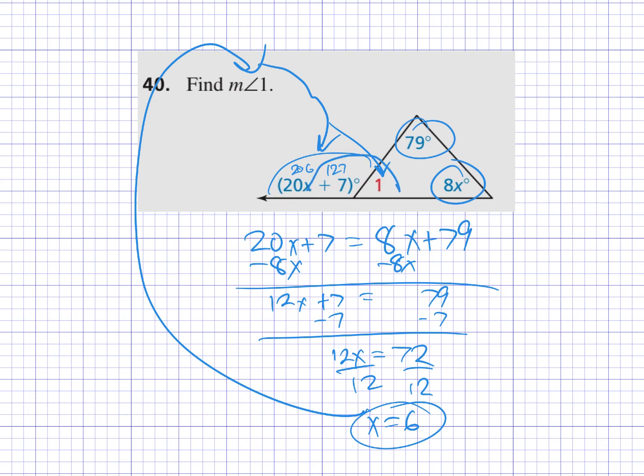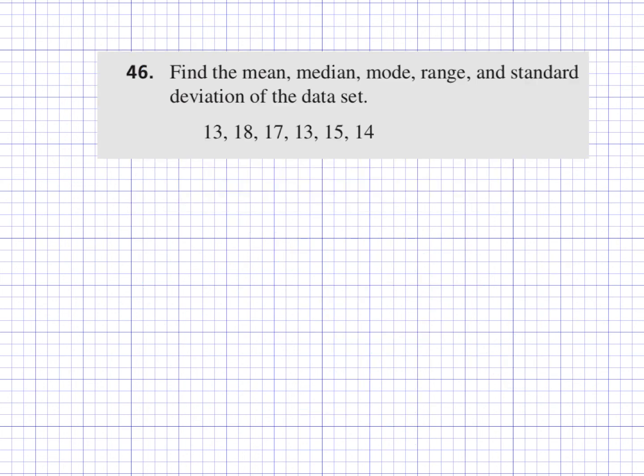And this is 180 degrees. 180 minus 127 is 53 degrees. So that's the measure of angle 1. That's the answer. And last problem, mean, median, mode, range, and standard deviation.